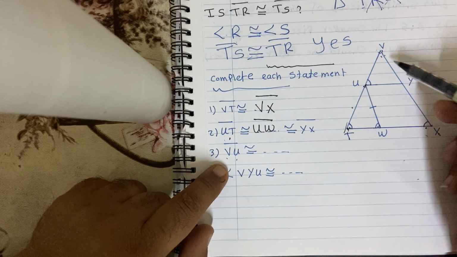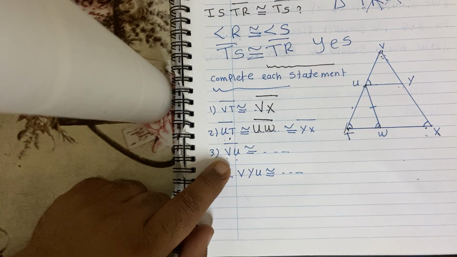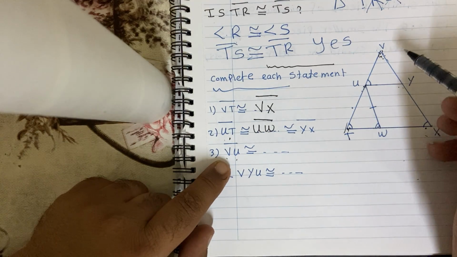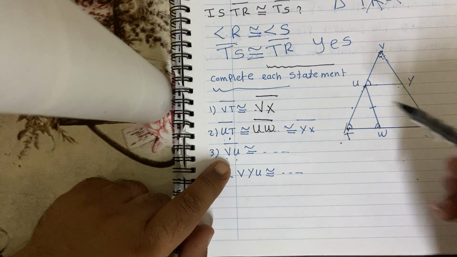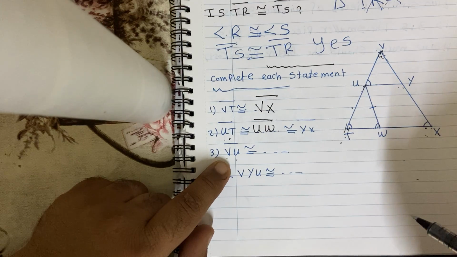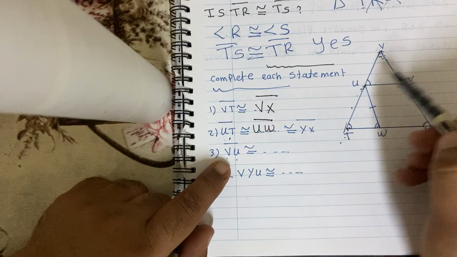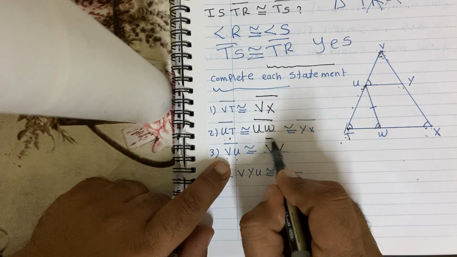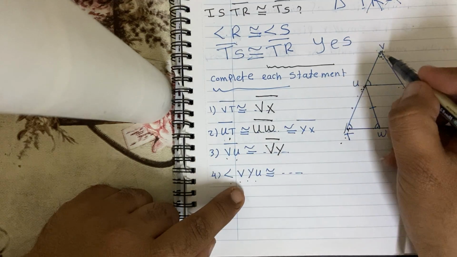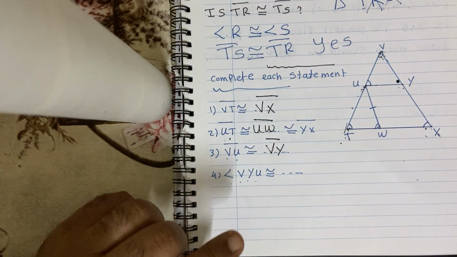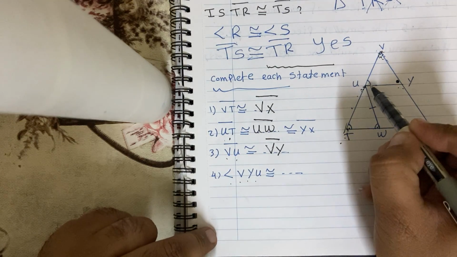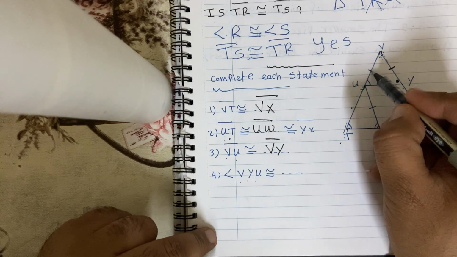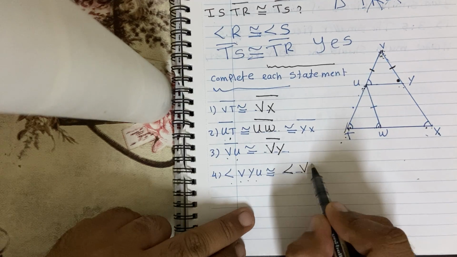VU is congruent to what? VU will be congruent to VY. Why? Because we have VT congruent to VX and UT congruent to YX, so the rest is congruent to the rest. VU is congruent to VY. Angle VYU will be congruent to angle VUY. This angle will be congruent to this angle because this side is congruent to this side.